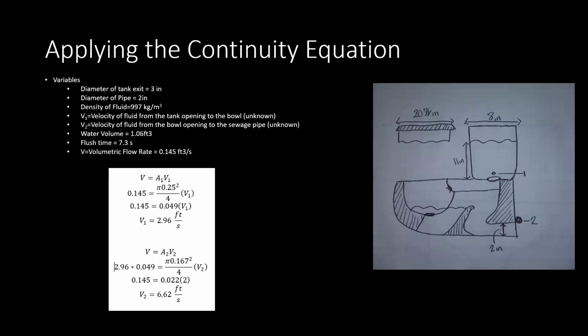And looking at the continuity equation, we are looking at the tank exit and the sewage exit where the water from the bowl leaves. We know the volume of the water, and we know how long it takes the water to flush, which is 7.3 seconds. So we can then find the volumetric flow rate. Using this with the continuity equation, where the volumetric flow rate is equal to the area times the velocity of whatever section you're looking at, we can find the velocity out of the tank is 2.96 feet per second, and the velocity into the sewer from the bowl is 6.62 feet per second.